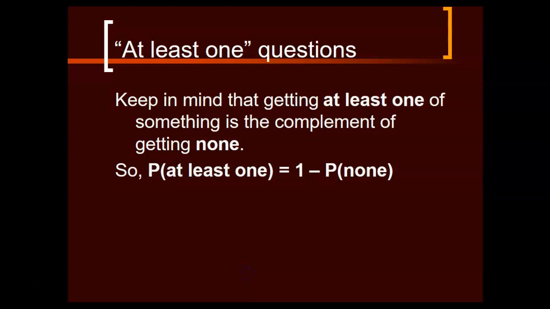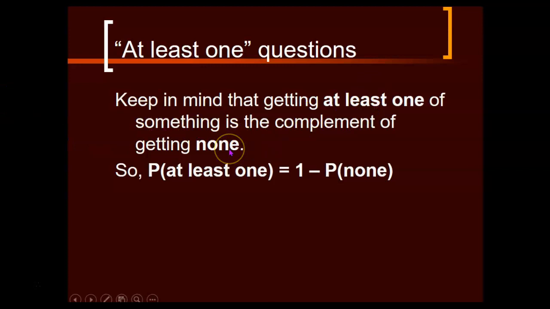Now, I also told you we would be looking at "at least one" questions. Questions that ask, what's the probability that you get at least one of something, or that something happens at least one time out of all the times it could happen? The key here is that at least one is the complement or opposite of none. It's either one or the other.